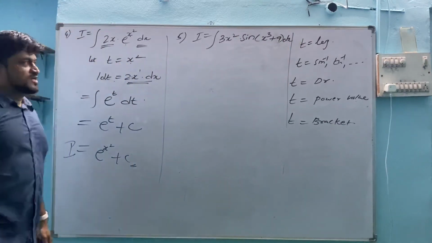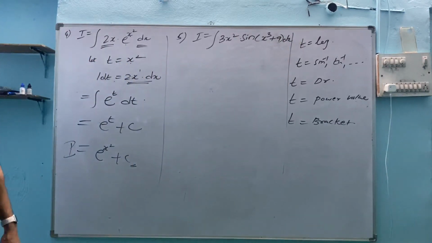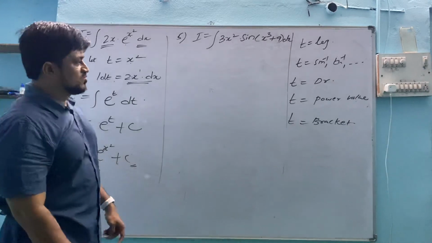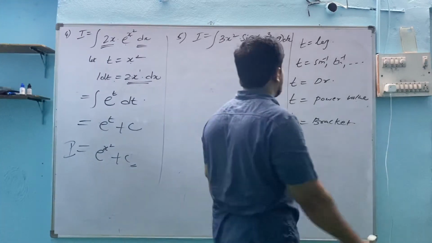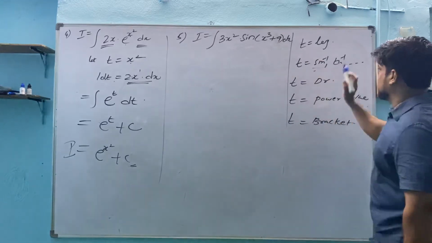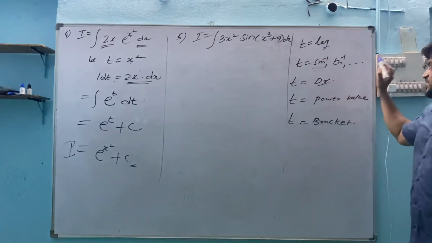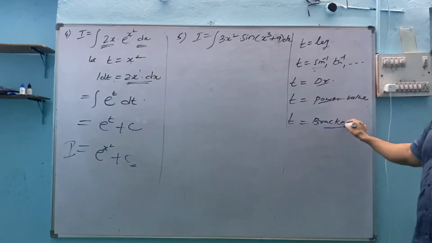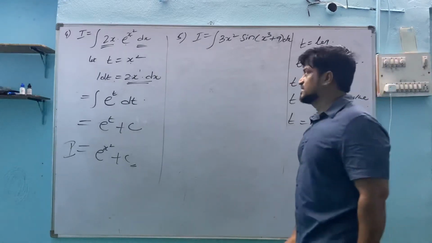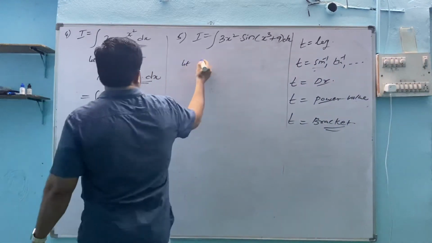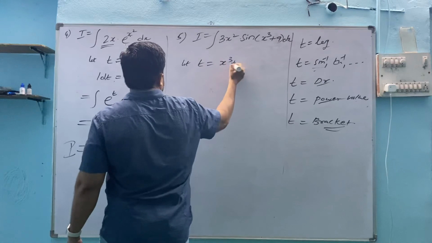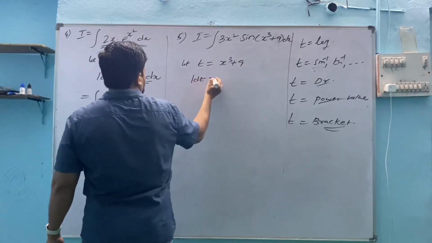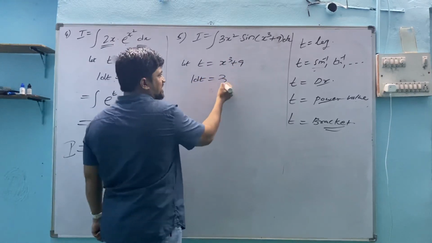This is the question: 3x square sine x cube plus 9. What do you have to do? We don't know, so what do you have to check? Inverse values are not there, we can't take them. Log is not there. Denominator is not there. Power is also not there. So consider the bracket as t. T equals which bracket? The angle part. Then dt. When we have taken t, at that time immediately you should take dt.